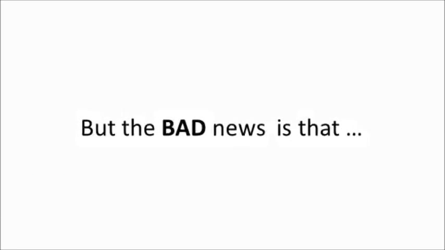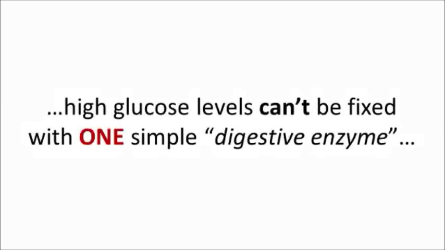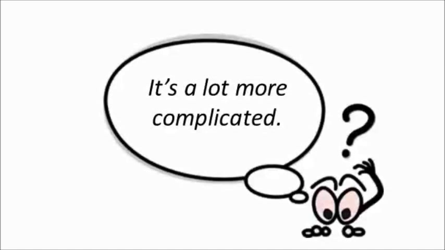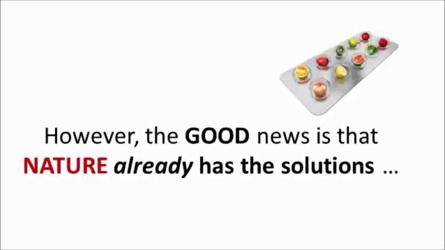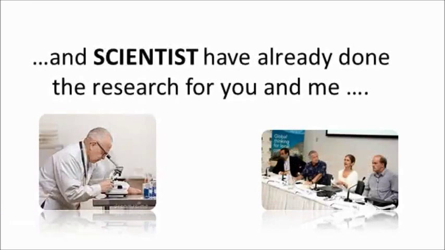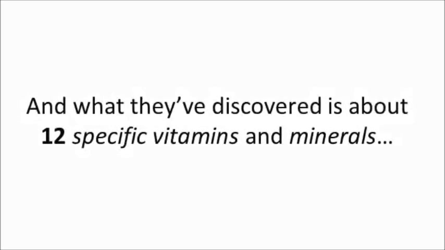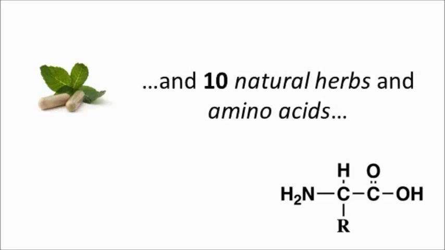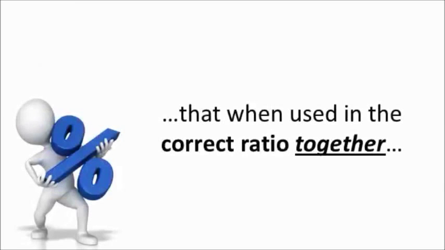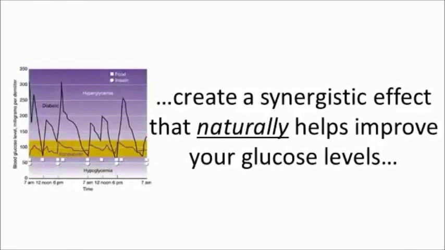But the bad news is that high glucose levels can't be fixed with one simple digestive enzyme like with my dairy problem. It's a lot more complicated. However, the good news is that nature already has the solutions, and scientists have already done the research for you and me. Now, what they've discovered is about 12 specific vitamins and minerals and 10 natural herbs and amino acids that, when used in the correct ratio together, create a synergistic effect that naturally helps improve your glucose levels.